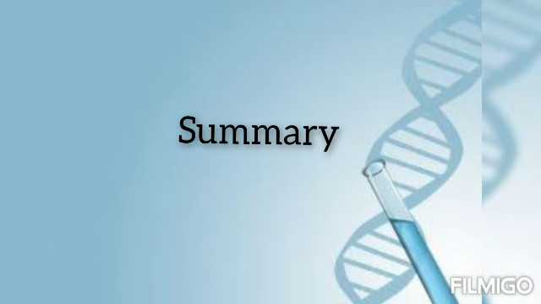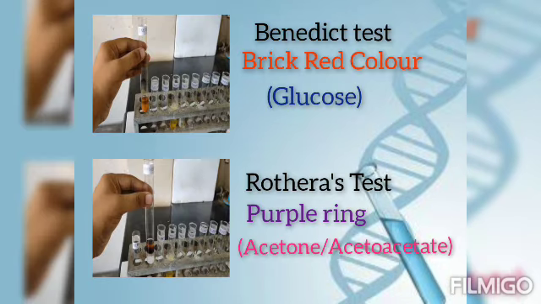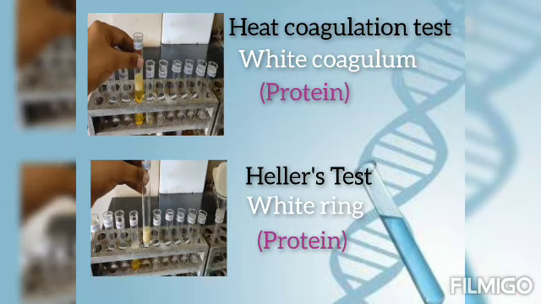Then next we will discuss the summary of this practical. First one is the Benedict test. It gives the brick red color, that means the presence of glucose. Other is Rothera's test, which gives the purple ring at the interface, which indicates the presence of acetone or acetoacetate. Third test is the heat coagulation test, which gives the white coagulum, that means the presence of protein. Fourth test is Heller's test, which also gives the white ring. It indicates the presence of protein.